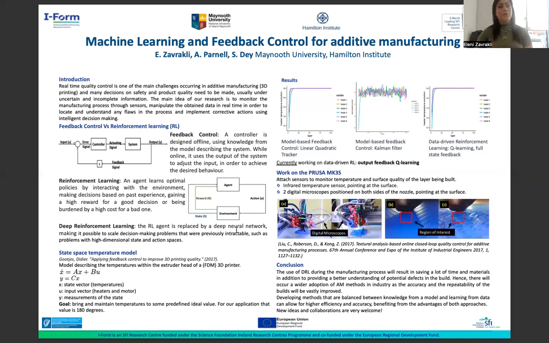An important extension to reinforcement learning is deep reinforcement learning, where the decision-making agent is replaced by a deep neural network, and that allows us to scale previously intractable problems, such as problems with high-dimensional state or action spaces.